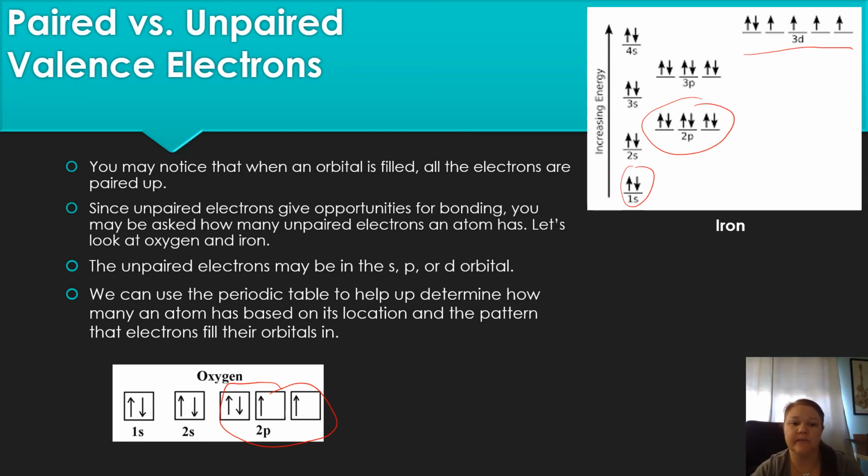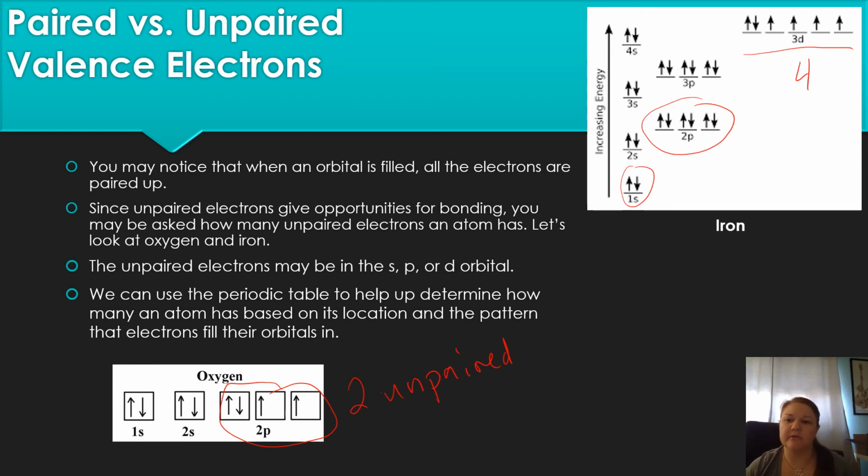So we're going to take a look at these ones, oxygen and iron. The unpaired electrons may be in the s, p, or d orbital. They could also be in an f orbital, but we don't see that on the test really. So if we look at oxygen down here, oxygen's 2p orbital has 2 unpaired electrons, right? 2 spaces where more electrons could fill in and bond with an oxygen atom. Iron over here in its 3d orbital has 1, 2, 3, 4 unpaired electrons.